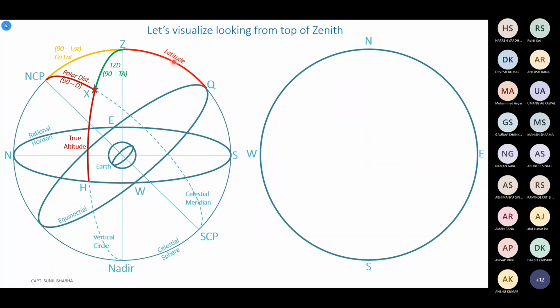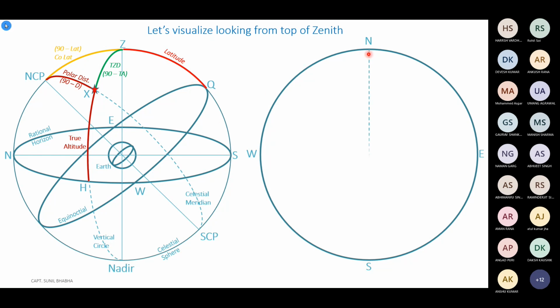Now you see, going from north up to the north celestial pole, from the north celestial pole going up to the zenith, up to Q point and up to S point. This is going to look like a straight line joining the N and S points. So if you have a look at this from top, it is going to look as a straight line joining the N and S points.